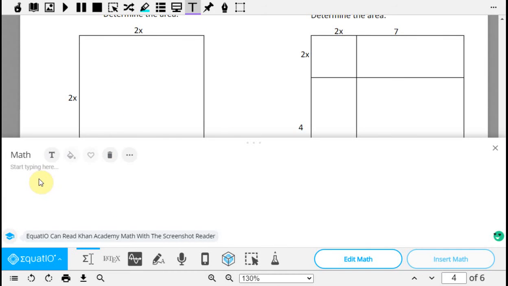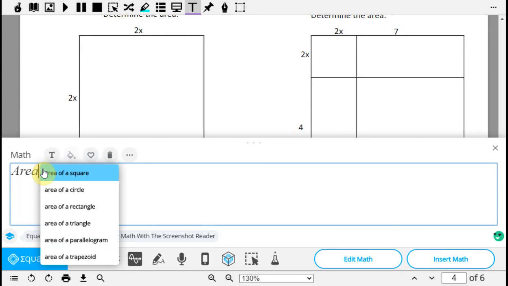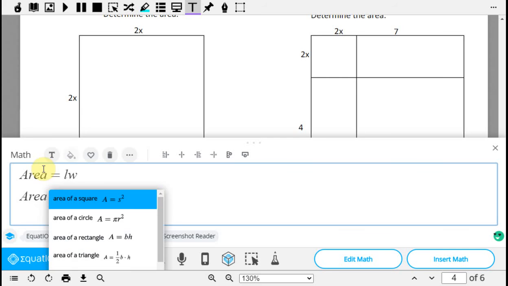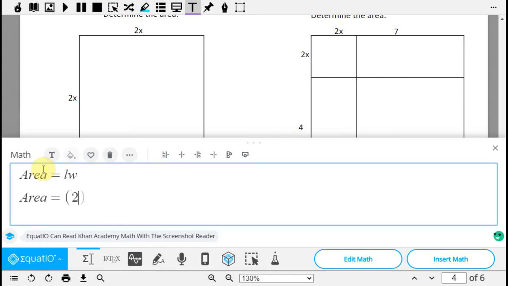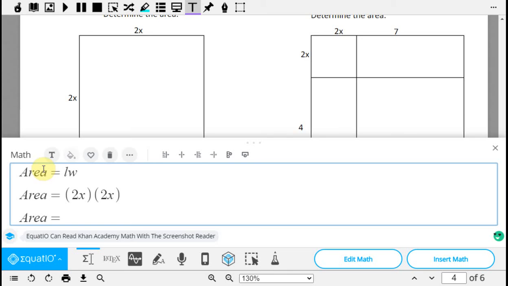In the first square, we have 2x times 2x. So the area is equal to length times width. Area equals 2x times 2x. That results in 4x squared.